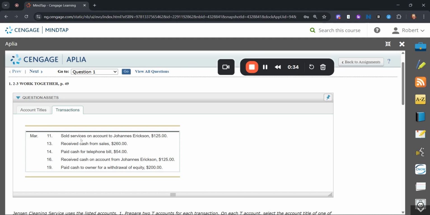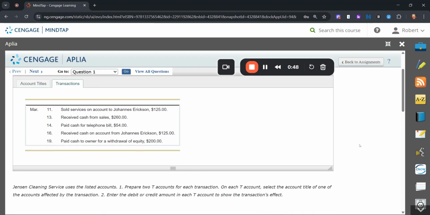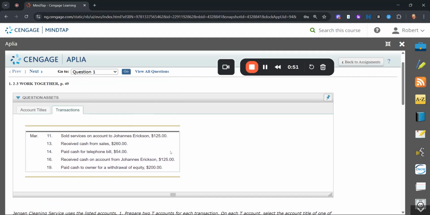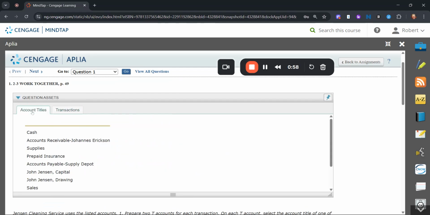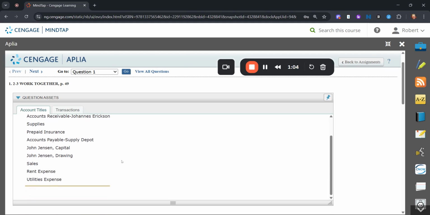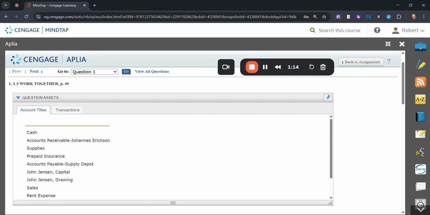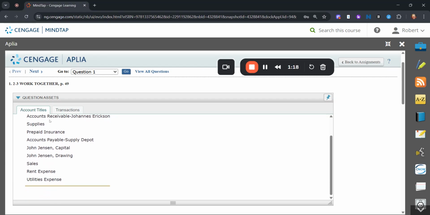So March 11th, sold services on account to Johannes Eriksson for $125. Mixing in some new account titles. So our two accounts that are going to be affected. So that's sold services. Now we have, instead of just a capital or owner's equity account, we actually have a sales account here on our accounts titles list. So we're going to use sales. And then we've got an account title for accounts receivable, Johannes Eriksson.